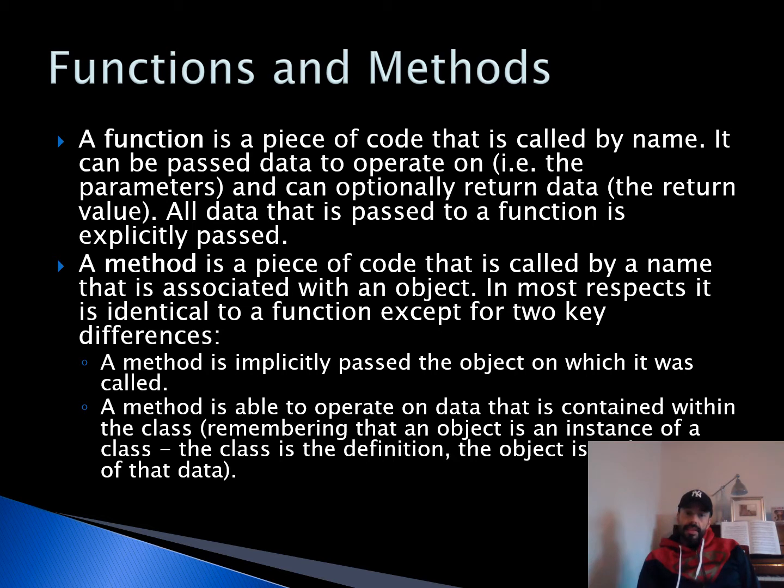And a method, these are sort of differences between the two. A method is a piece of code that is called by a name that's associated with an object. And in most respects, it's identical to a function except for two key differences. A method is implicitly passed the object on which it is called. And a method is able to operate on data that is contained within the class.